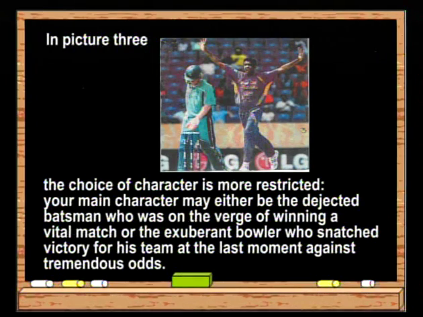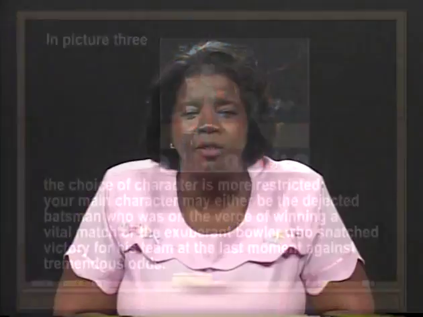Your main character may be either the dejected batsman who was on the verge of winning a vital match, or the exuberant bowler who snatched a victory for his team at the last moment against tremendous odds. Of course, in this case, your focus is restricted to cricket. And of course, for heightened dramatic effect, the whole story can be written based on the last over of the match.